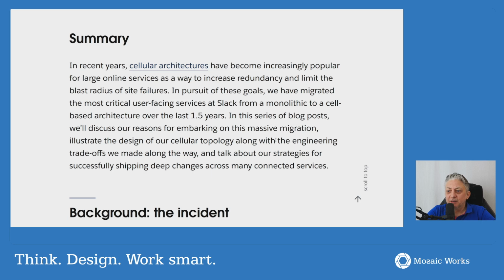So in recent years, cellular architecture has become increasingly popular for large online services as a way to increase redundancy and limit the blast radius of site failures. Right. So one thing you can also do is to create redundancies, which means you could have multiple cells for the same shard and replicate the shard somehow, although you see how that can become quite difficult if you go that way.